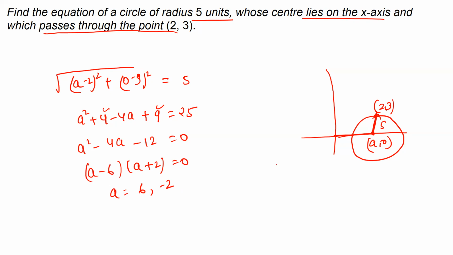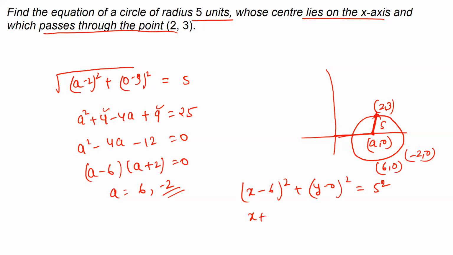So if we take a = 6, so if the center is (6, 0), then the equation of my circle will be (x - h)² + (y - k)² = r². And if I take -2, so if my center is (-2, 0), then the equation of my circle is (x + 2)² + (y - 0)² = 5². So these are the required two equations of my circle.